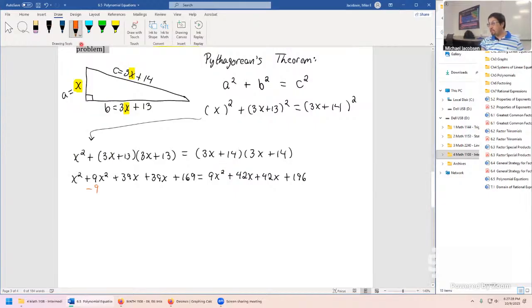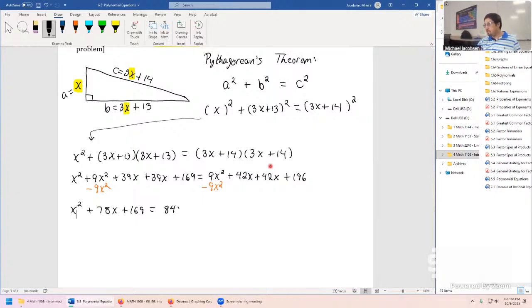So go minus 9x squared, minus 9x squared, and that's just gone from the problem. So this results in x squared. We have 39x plus 39x, so that's, let me try again, 78x plus 169 equals, this 9x squared is gone, 42x is going to be 84x plus 196. So just about there. Our main objective was to get 0 on one side, and we've just about got it. Let's subtract 84x from both sides.